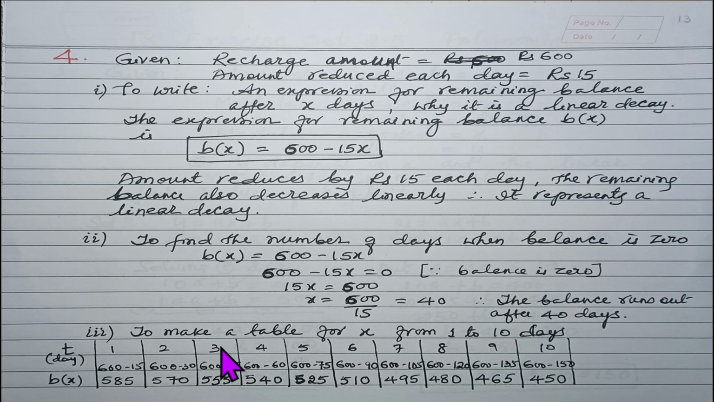And also we have been asked to make a table for 10 days. So time is for 10 days here. The decrease is of 15 every day, and therefore it starts with the first day. The first day 15 rupees less, 585, and so on it continues, and for the 10th day the remaining balance will be 450 rupees, and this can be found out even by applying the linear pattern here or the linear expression here. Okay, remember that.